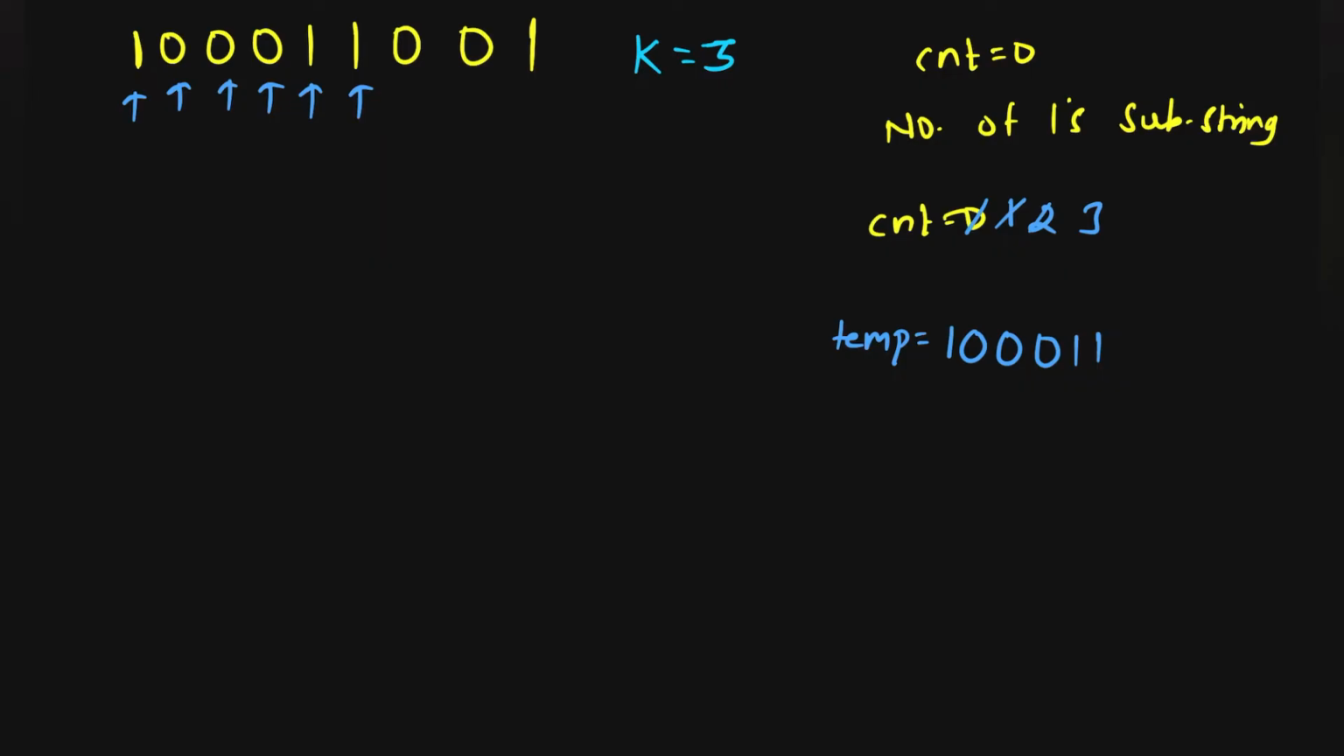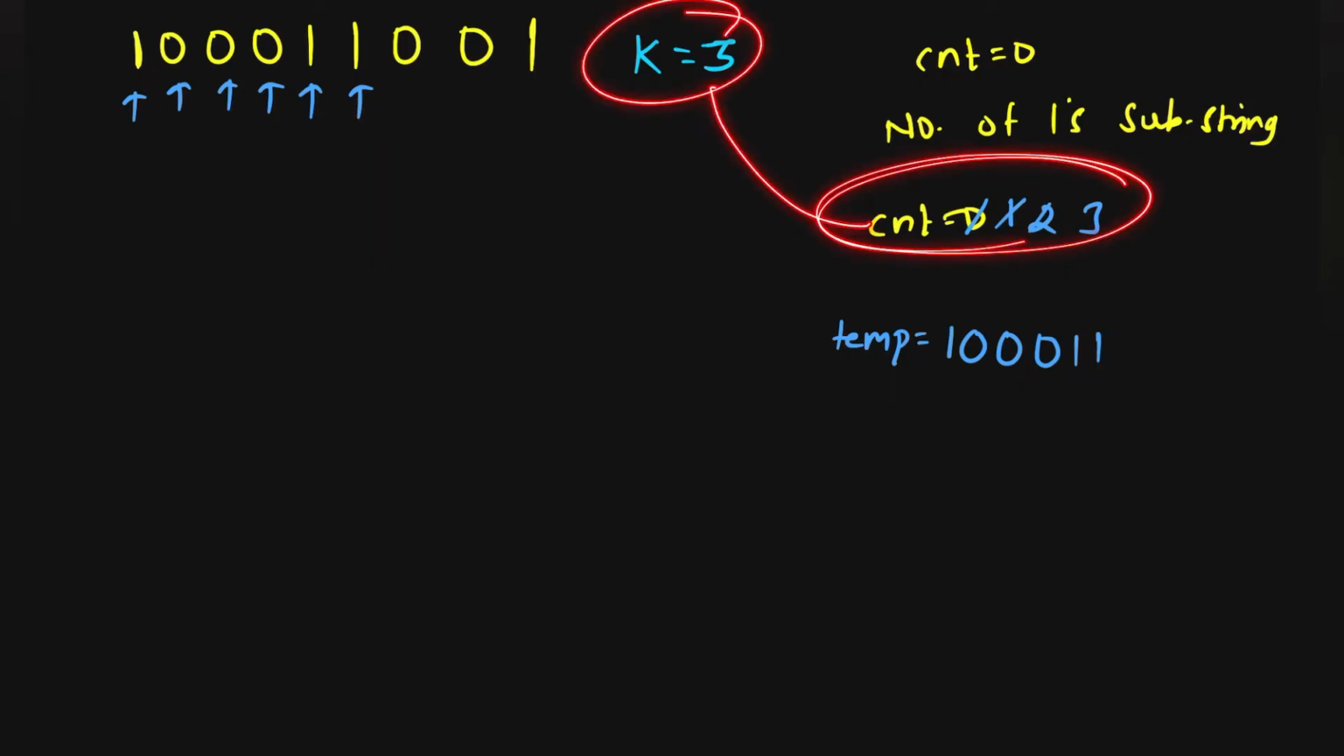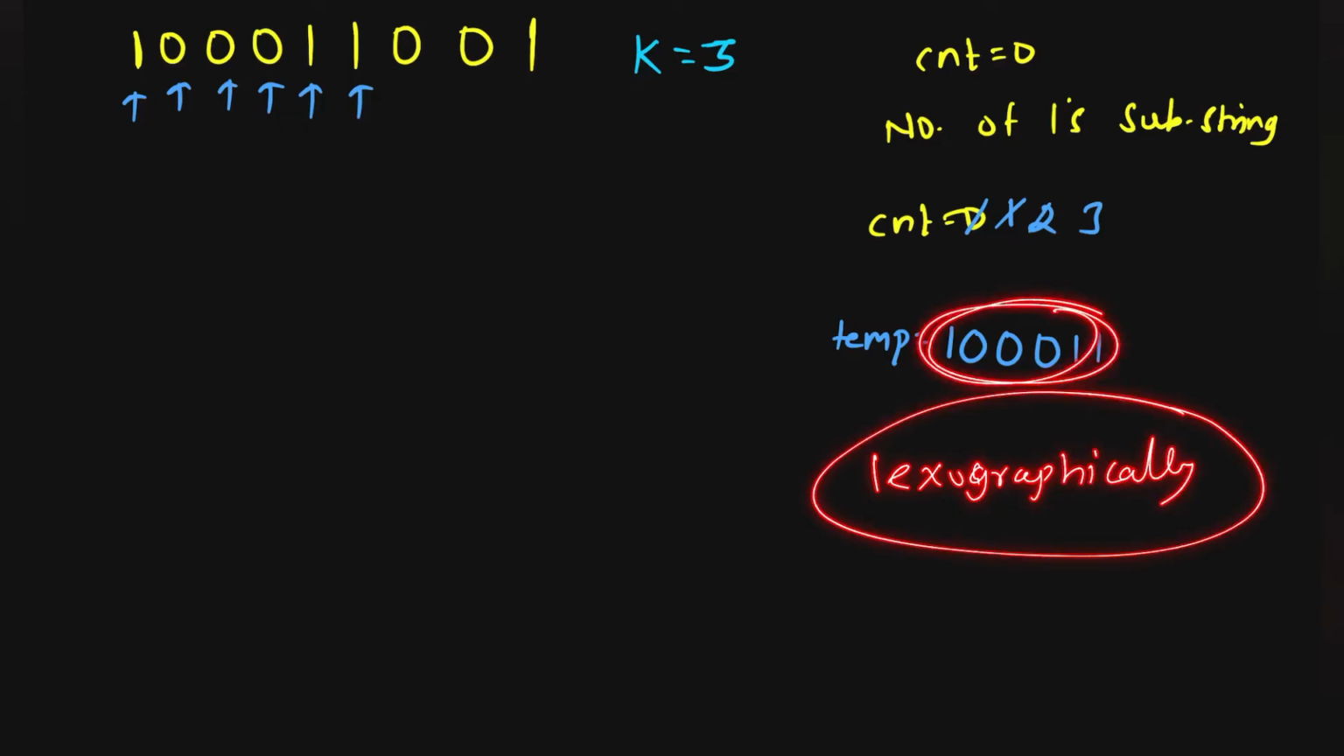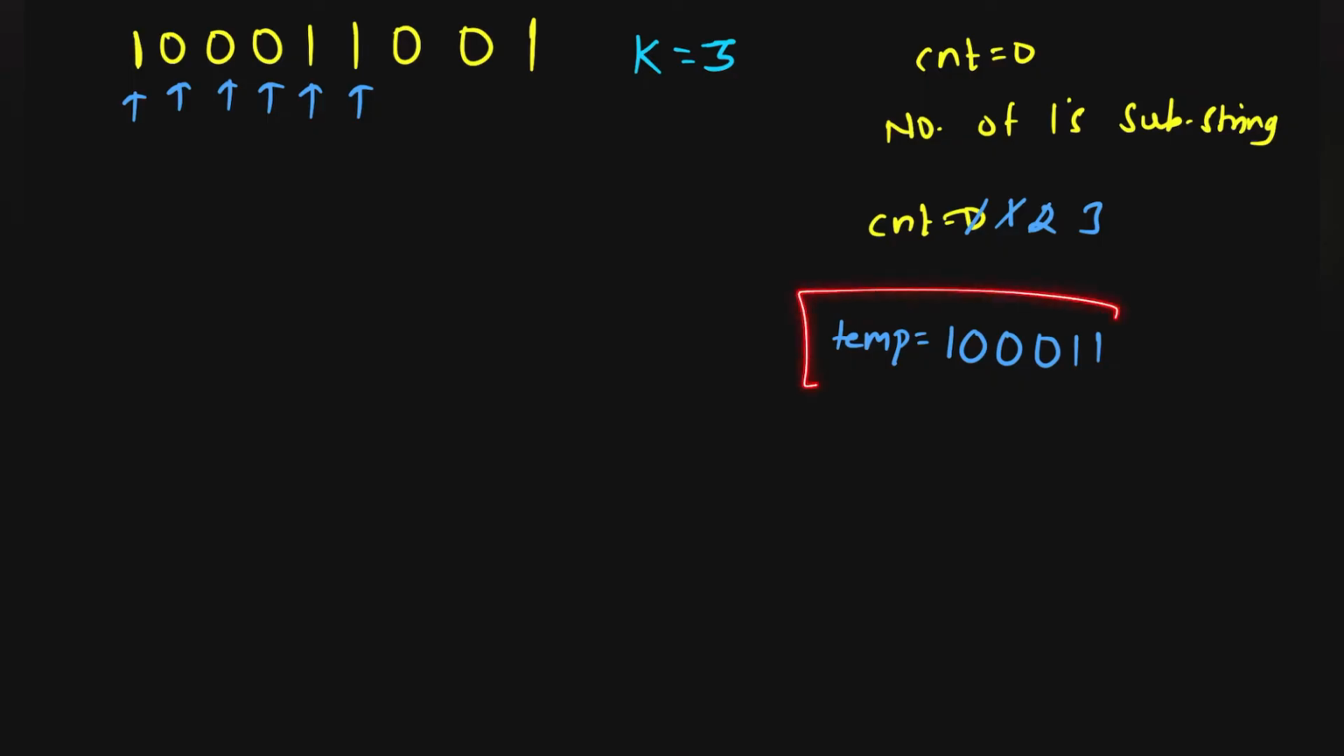Now I can say that my value of counter is equal to k, which means I found a substring which has exactly k number of ones in it. So what I will do is I will simply keep this substring in my vector, because what we need to do is return the lexicographically smallest. So we don't know which one is the smallest because we just found the first substring. There might be another substring which is smaller than this and which has exactly k number of ones in it. So I will keep this substring in another data structure called a vector. So say for example this is the vector and I'm storing 1 0 0 0 1 1.